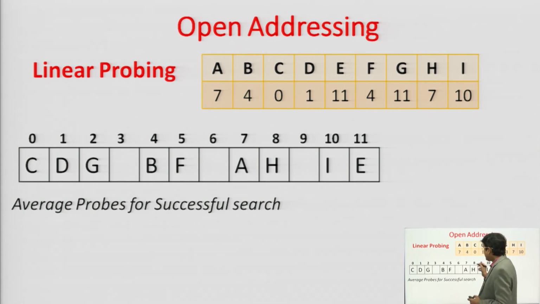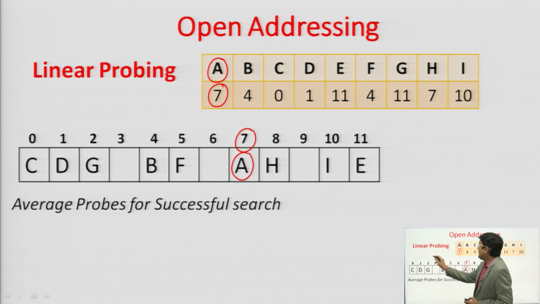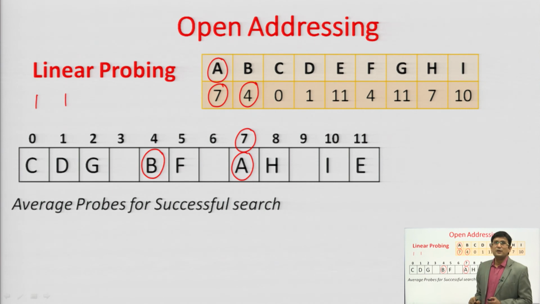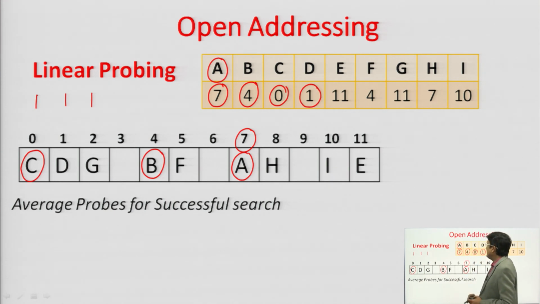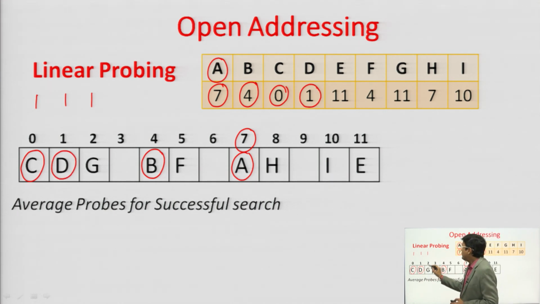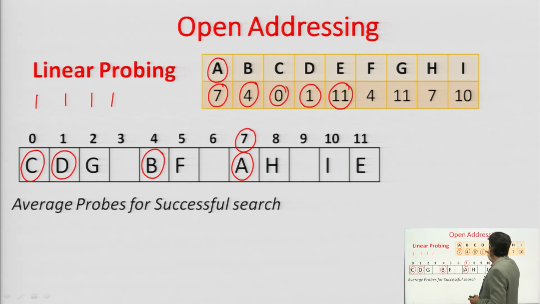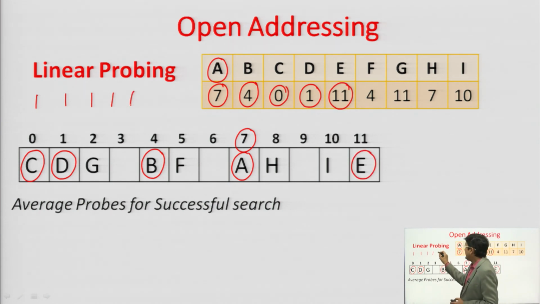Let us say we are searching for A, which has a location 7. So A will be found at 7 location only, so you require 1 comparison. B, location number 4, B can be found at location number 4, so in 1 comparison only you can find this B. C has a 0 location, C can be found at 0 location, so 1 comparison. D has a 1 location, D can be found at 1 location. E has 11 location, E can be found at the 11 location in 1 comparison only.